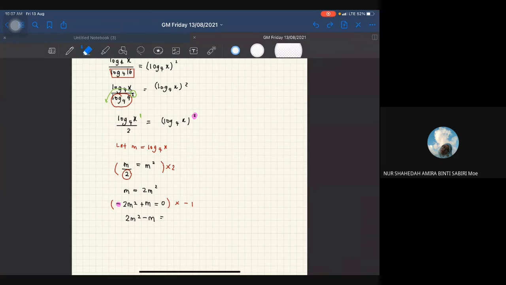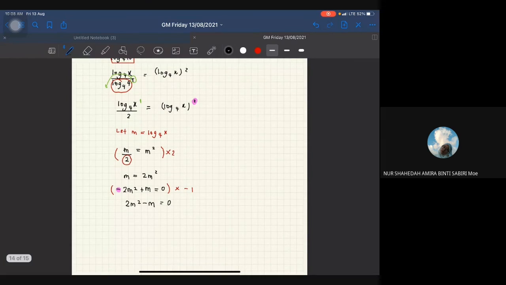Okay, and then kita akan factorizekan dia. Okay, so bila factorizekan, this one, awak tak perlu pun guna calculator. So, awak ada m dekat awak punya dua-dua term. So, this one over here ada m, this one over here ada m. So, just bring m out. Bring 1m out. So, you will be left with 2m minus 1 equal to 0. Okay, just like that.